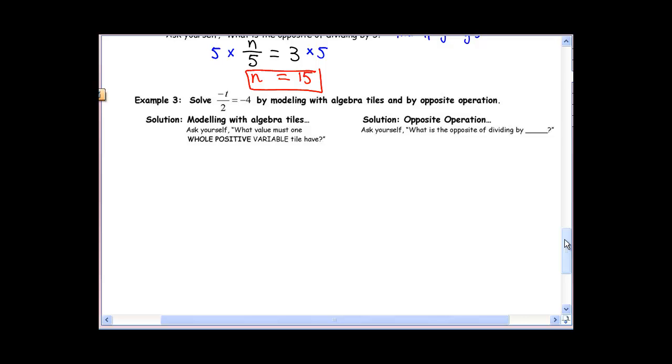Okay? A negative t, so that's a tile that is unshaded. I'm going to divide this by 2, so I'm going to cut this in half. And this is equivalent to negative 4, so 1, 2, 3, 4. So what I'm saying here is just this one part here, okay? 1/2 of the whole rod of t, or negative t, sorry, equals negative 4.